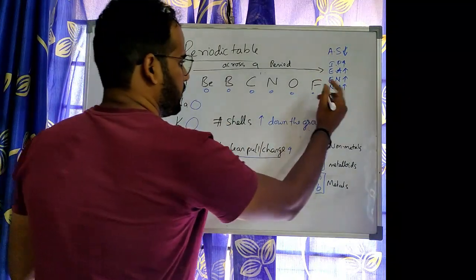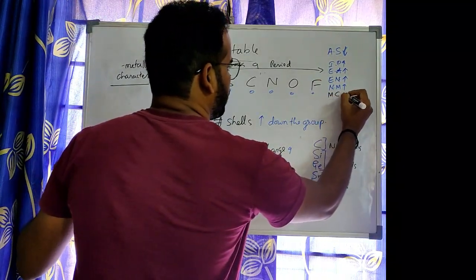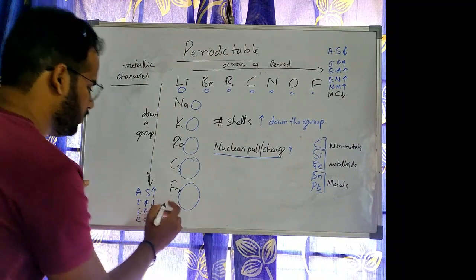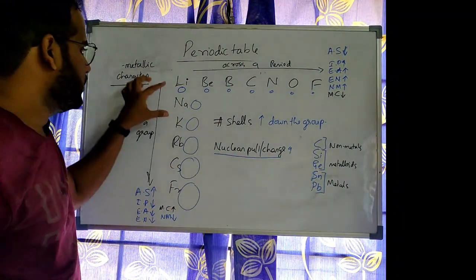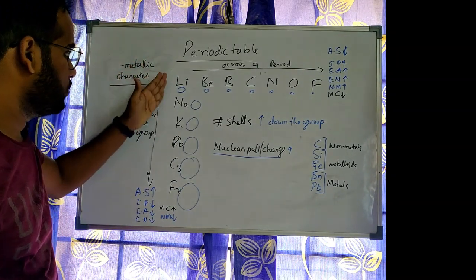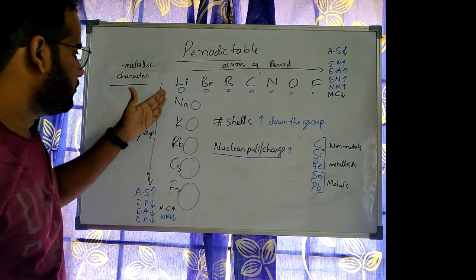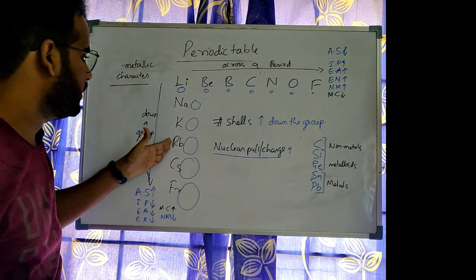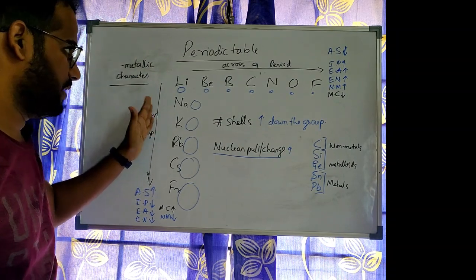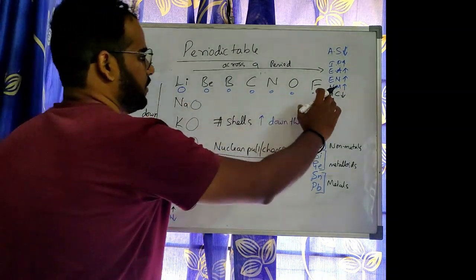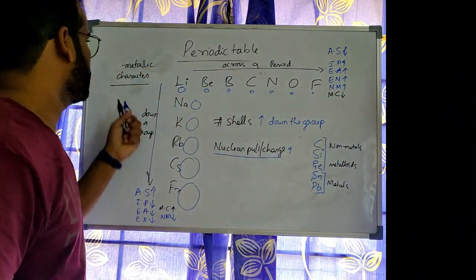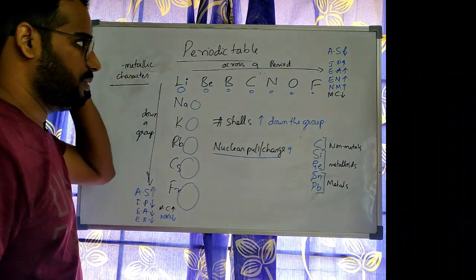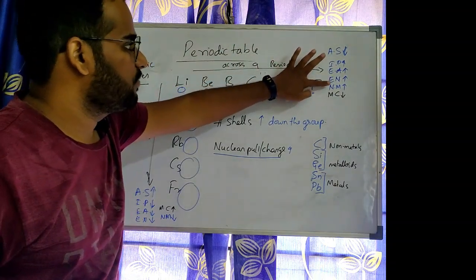If you go across the period, metallic character decreases. Down the group, metallic character increases. So lithium, sodium, potassium: sodium is more metallic than lithium, potassium more metallic than sodium, rubidium more metallic than potassium, like that. Across the period, the metallic character decreases. They will become non-metals. So this is the trend of metallic character. So how many are there? 1, 2, 3, 4, 5, 6.